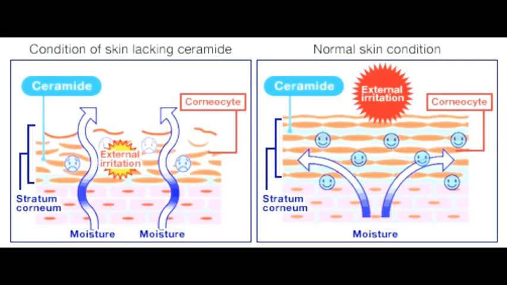In the left hand part of the picture you can see the condition wherein the skin is lacking ceramide. Due to lack of ceramide, the moisture present below the skin can easily come out of the skin through evaporation, and that causes external irritation. But if you come to the right hand part of the picture, there you can see a sufficient quantity of ceramide on the skin, and that avoids the evaporation of moisture from the skin and avoids the external irritation. So ceramide is very much essential to avoid external irritation on the skin.